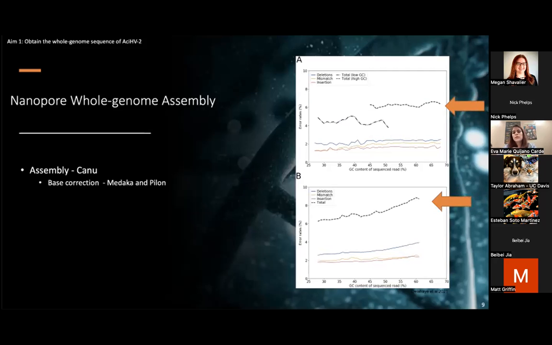So taking that into consideration, we aligned the Illumina reads to the nanopore contigs and did another round of base correction on that assembly.